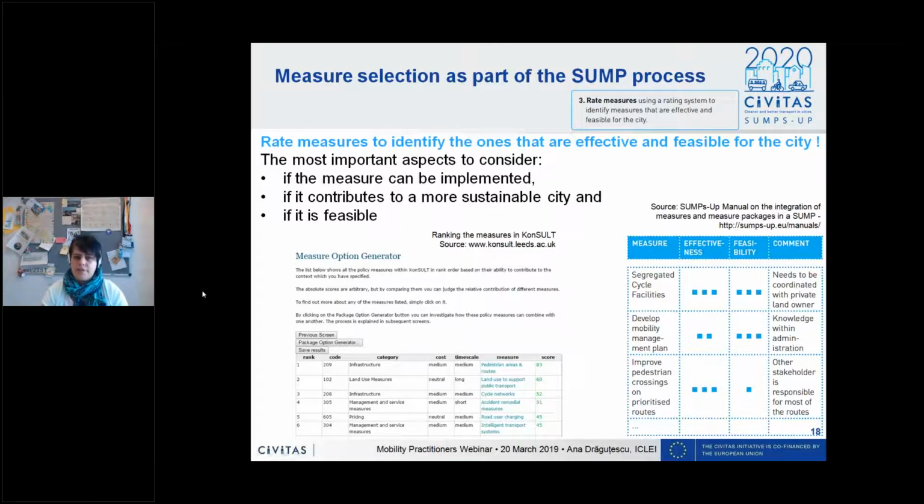You can see on the left side of the slide, again, I used the measure option generator from Consult. This generator can help you rank the measures and also rank them compared to other measures. So by bringing in other measures that support the initial measure, you are able to create packages of measures.